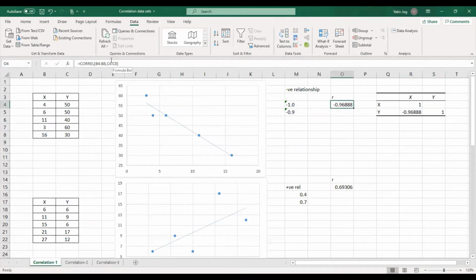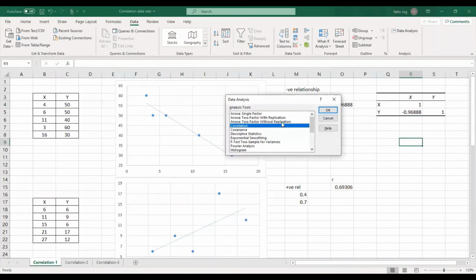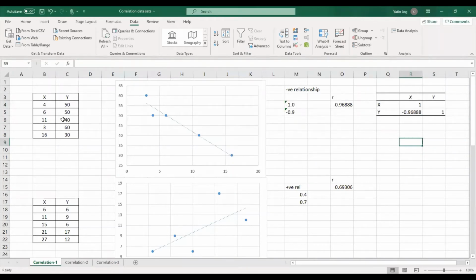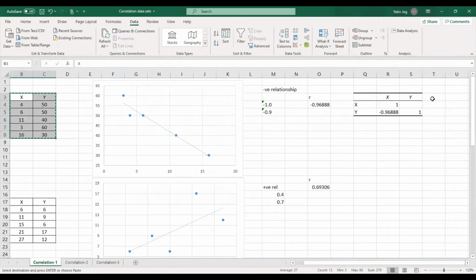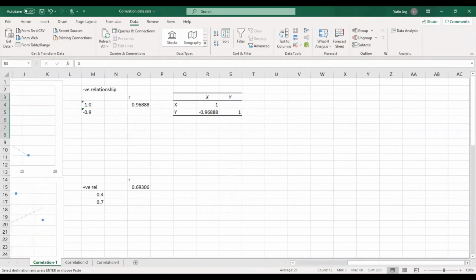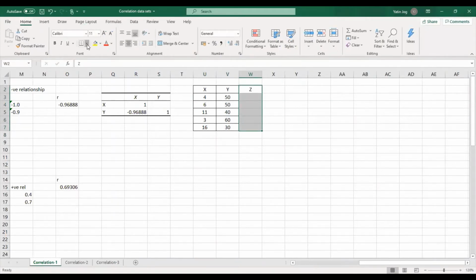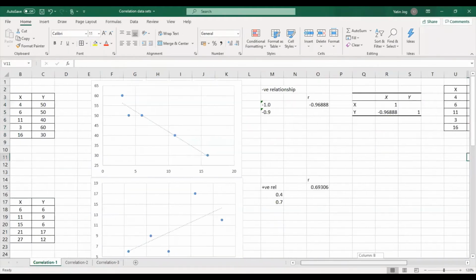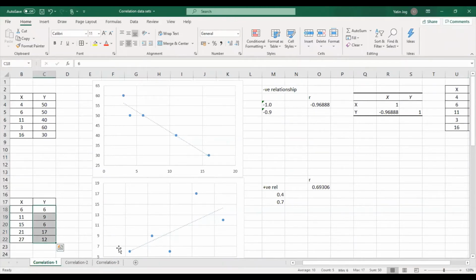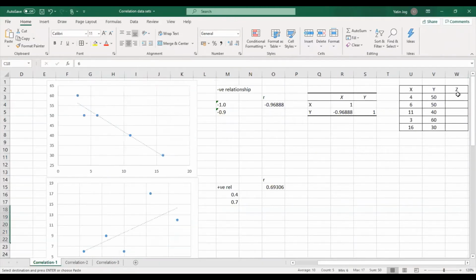Now when we have a direct function, correlation, to calculate relationship between two variables, why do we need this option? Why is this option there in data analysis with correlation too? The reason for this is, I'll just copy this problem and paste it here. And suppose I have another variable Z, and now I want to find a relationship between three variables. So I'll take some values for Z. Suppose I copy the values of Y from the next problem.